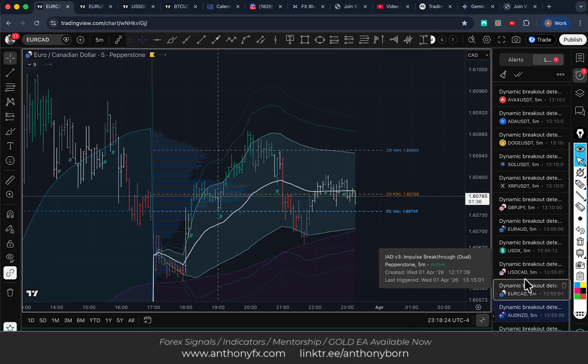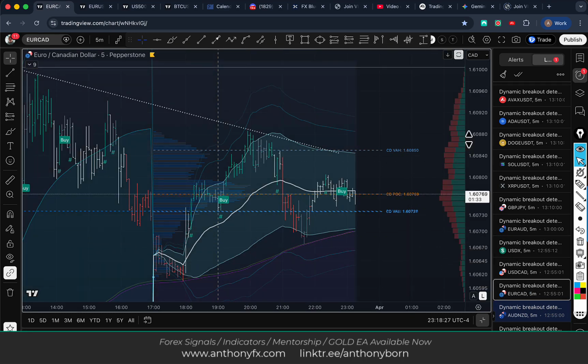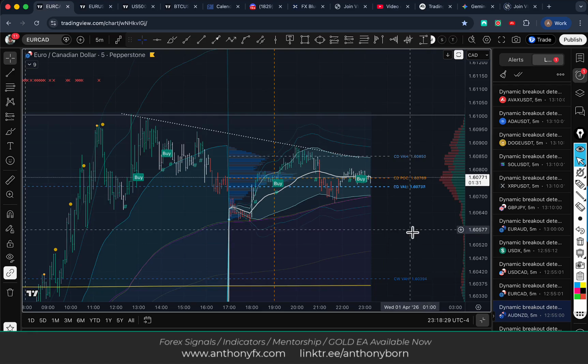What's that looking like? Buy signal. But again, just refer to the higher time frame.